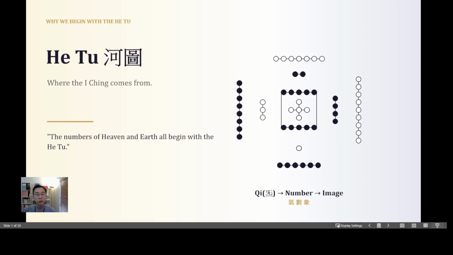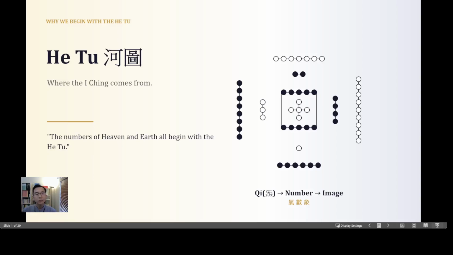河图 includes three things: qi, shu, xiang. Qi, the one we mentioned in our very first episode, pre-heaven qi. Here I just use qi to represent pre-heaven qi. Shu is number. You see, we have dots here. Every one dot represents a number. And you notice here is the image. Image is Xiang. It represents the object. 河图 includes three things together.